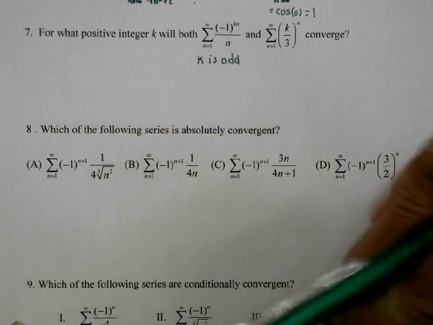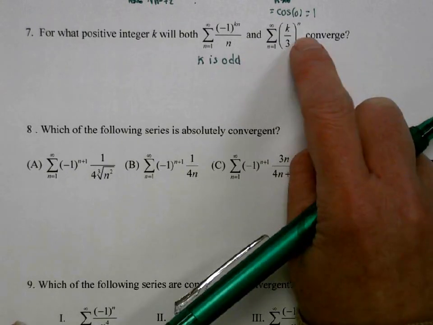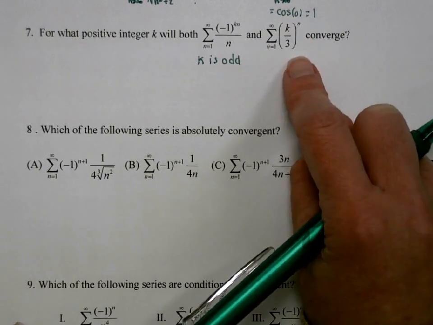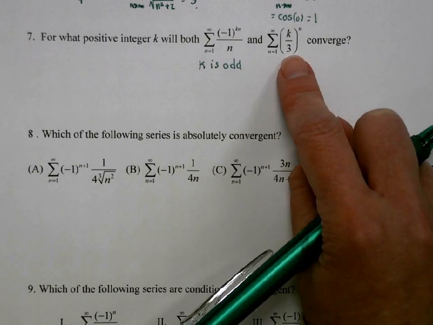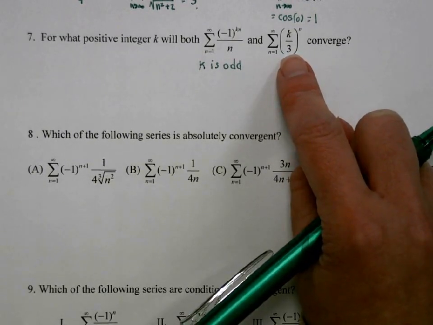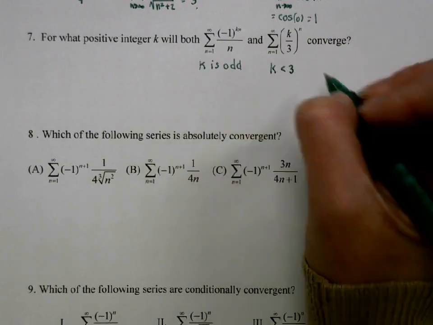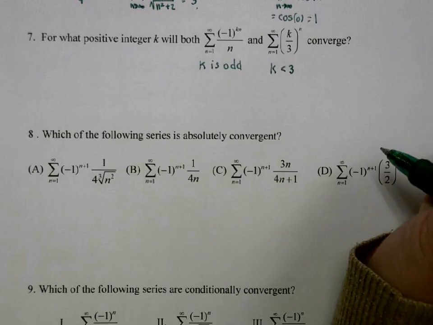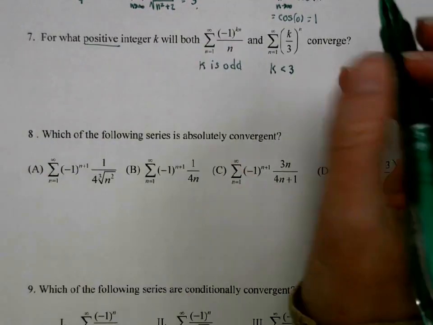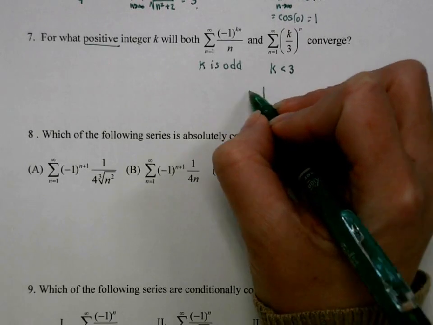Okay, this guy right here, this is an infinite geometric. If I make this 2/3 or 4/3 or whatever, we have a geometric. We want the infinite geometric series to have a ratio of less than 1. So in this case, I need k to be less than 3. Well, we're looking for an odd value that is less than 3 and positive. So an odd positive would give me a value of 1 in this case.